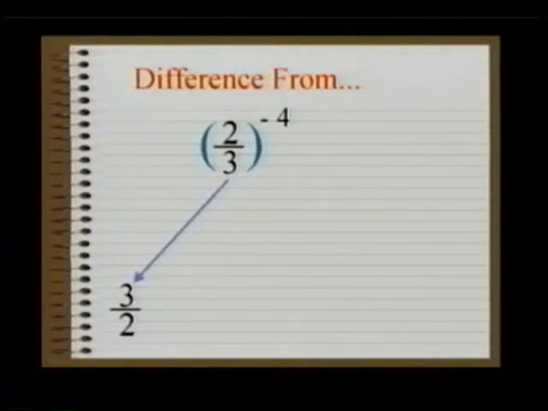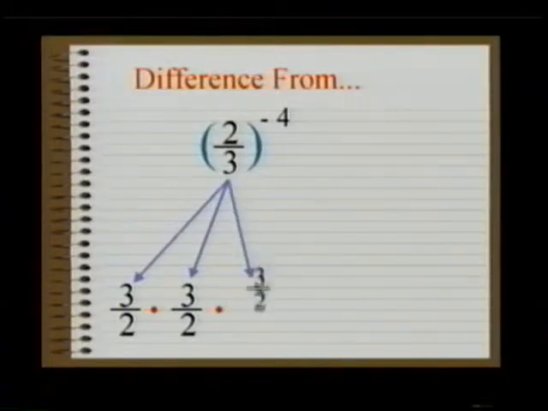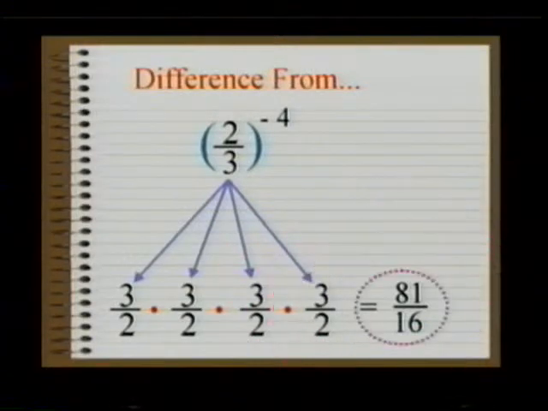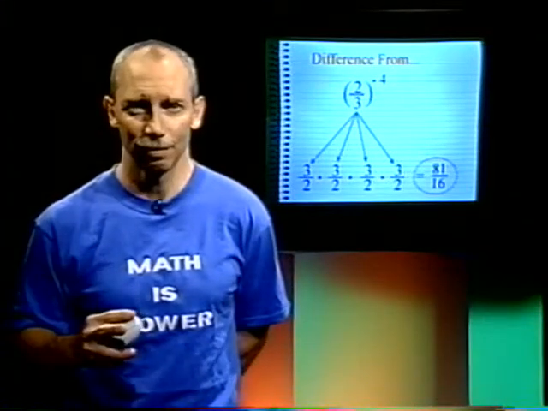Now what does the 4 tell me to do? The negative told me to reciprocate. The 4 tells me, like you just told me before, to multiply that by itself 4 times. You knew that already. So this is just basic multiplication except for the reciprocal with the negative. The 3's will give you 81 and the 2's will give you 16. So that's not so hard if you think about the idea of multiplicative opposite.